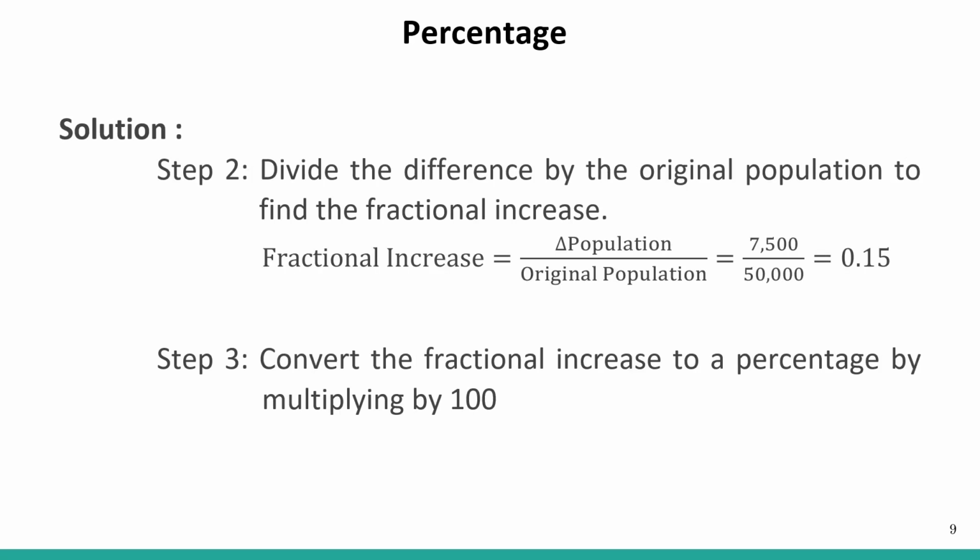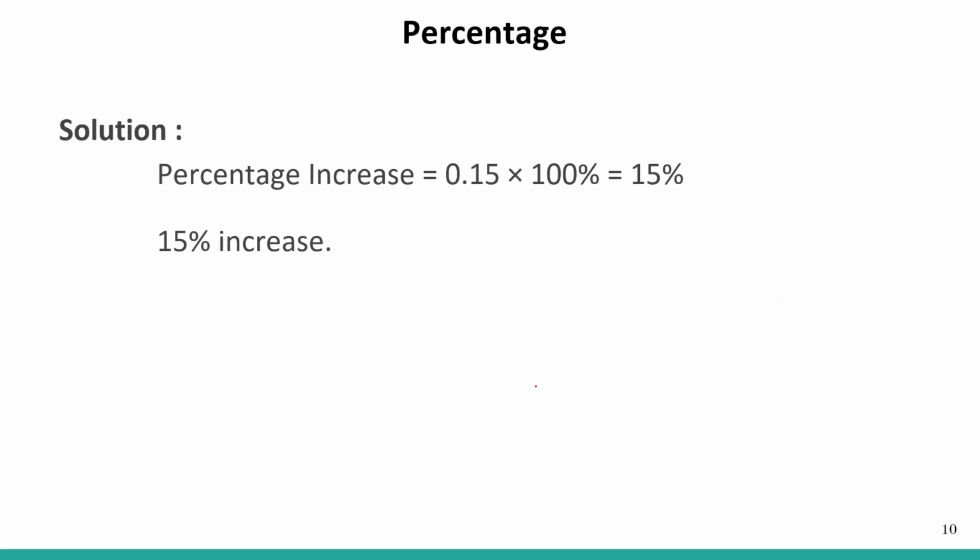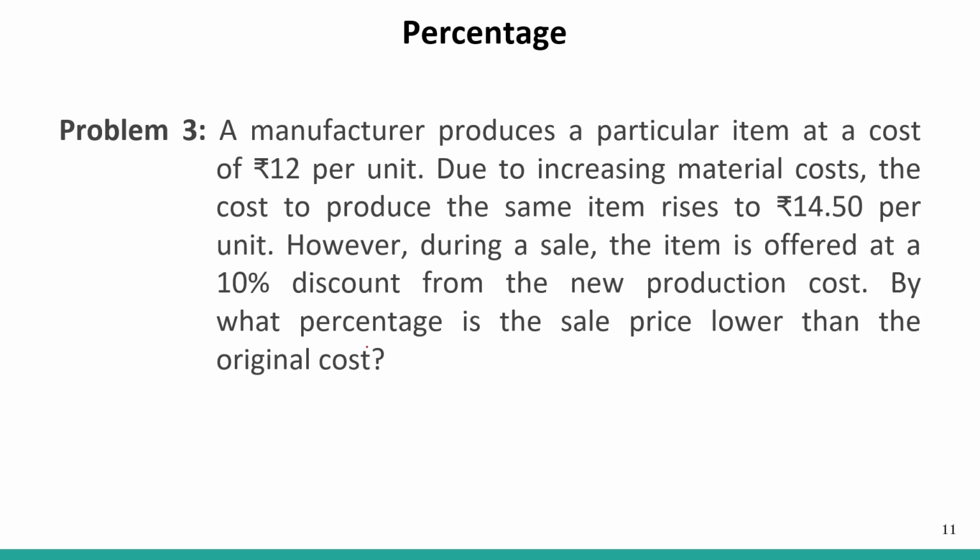So dividing the difference in population by the original population, we got 0.15 right here. Next, we convert the fractional increase to a percentage by multiplying by 100. So the percentage increase is equal to 0.15 times 100, which is 15%. So this is nothing but a 15% increase.